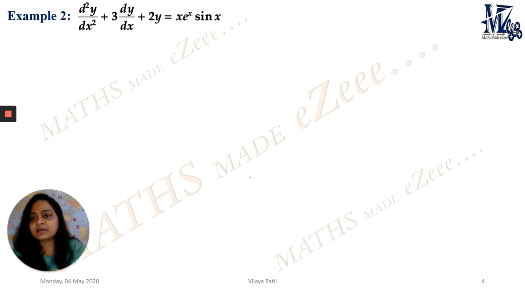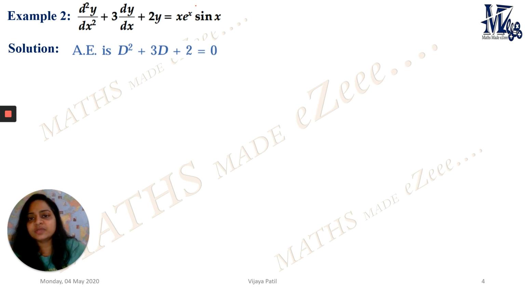Let us go for another example. It's d square y upon dx square plus 3 dy by dx plus 2y is equal to x e to the power x sine of x. So if you observe here, we have to deal with this kind of question a little differently. And the prerequisite for this type of question would include e to the power x phi of x kind of functions as well.